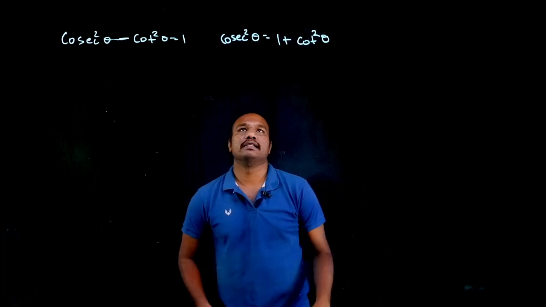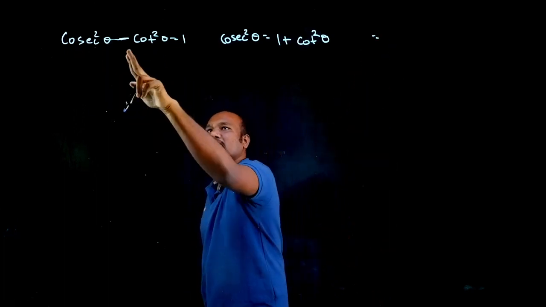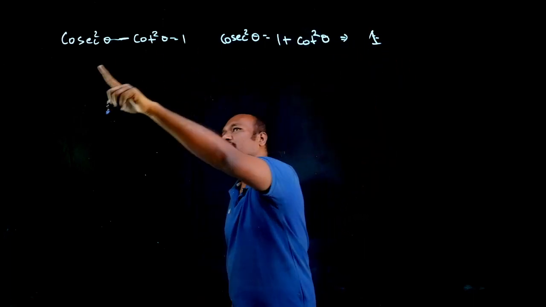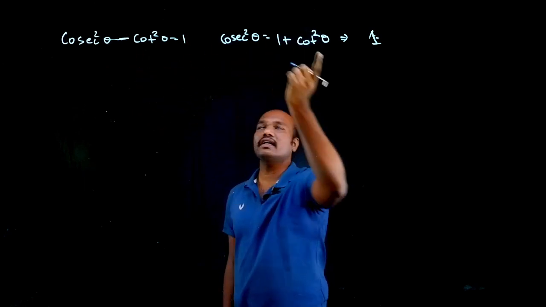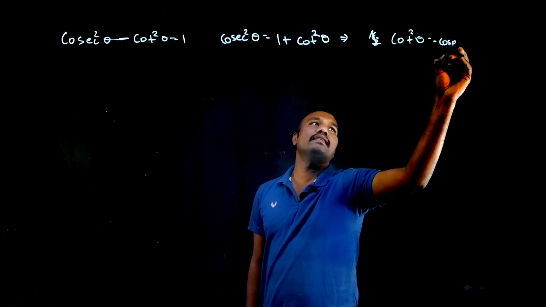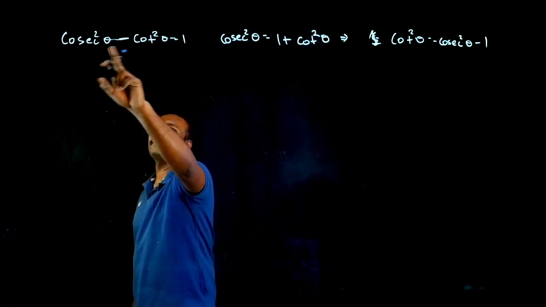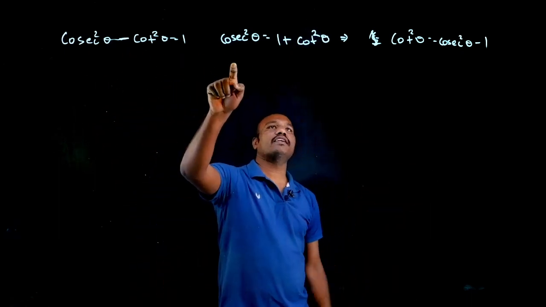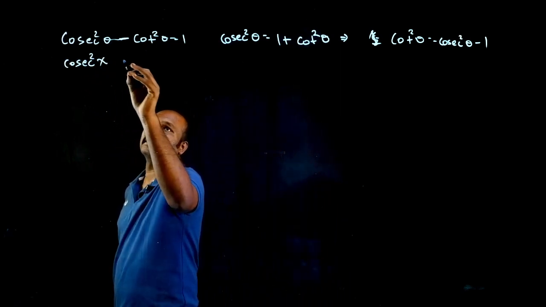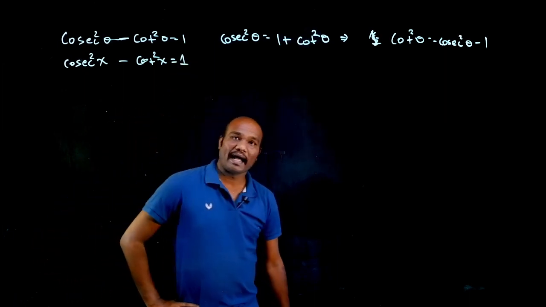Yes or no? Yes. So in the same way, if I need cot square theta, I have to send 1 this side and cot square theta that side. Or we can directly write cot square theta is equal to cosecant square theta minus 1. Pause the video, learn these three formulas. Cosecant square theta minus cot square theta equal to 1. Cosecant square theta is 1 plus cot square theta. In the same way, if I have cosecant square x minus cot square x, that will also be equal to 1. You have to remember this.